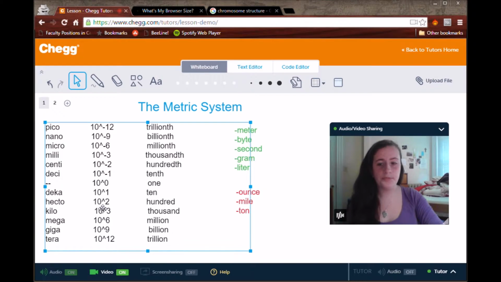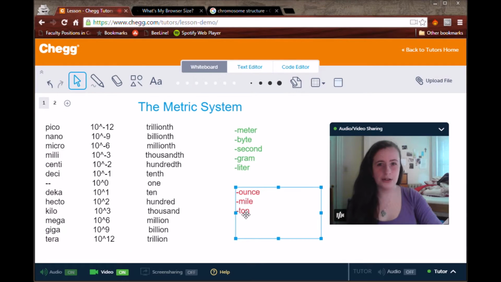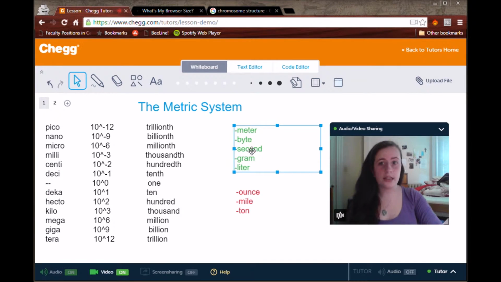So for example, 1.2 hectometers is the same as 12 decameters, which is the same as 120 meters. Kilometers is 1,000 meters. A megameter is 1 million meters. A gigameter is 1 billion meters, and a terameter is 1 trillion meters. Although, as you might guess, these aren't used all that much. You're not usually measuring things in trillions of meters. But they are used for other things, like bytes, maybe.